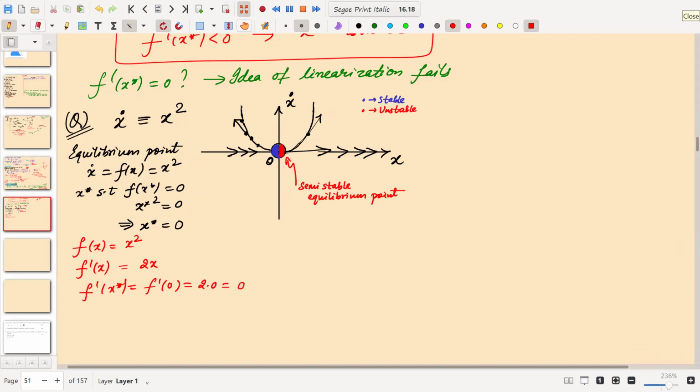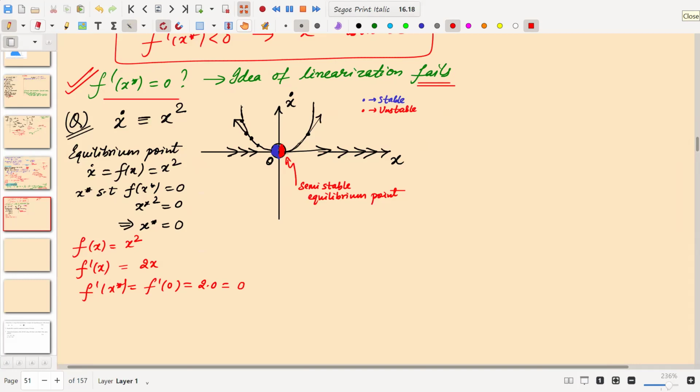So we told you that when f prime x equals 0, the idea of linearization fails. So this is an example where it fails. And when it fails, you see the equilibrium point as a semi-stable equilibrium point. So it is partly stable, partly unstable. Anyone approaching from this side will be repelled. Anyone approaching here will be attracted towards the equilibrium. So that's how interesting this is.